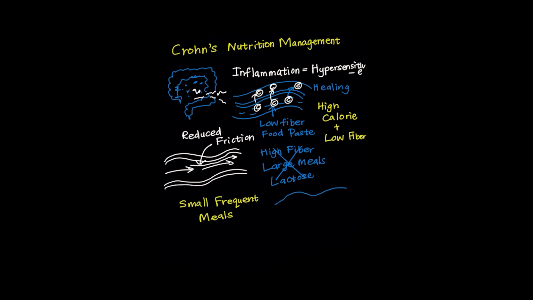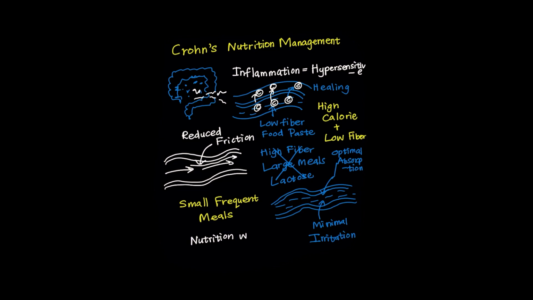High fiber would scrape against ulcerated areas, causing pain and bleeding. Large meals overwhelm the compromised intestine. Lactose frequently isn't digested properly during inflammation, worsening diarrhea. Small, frequent, high-calorie, low-fiber meals optimize nutrition while minimizing symptoms.